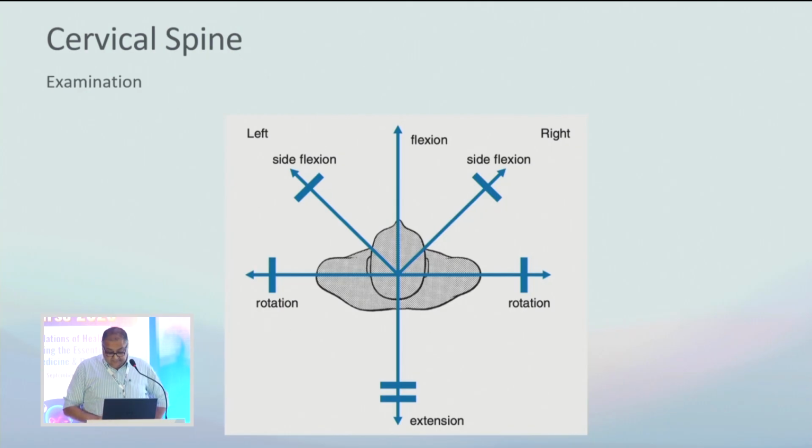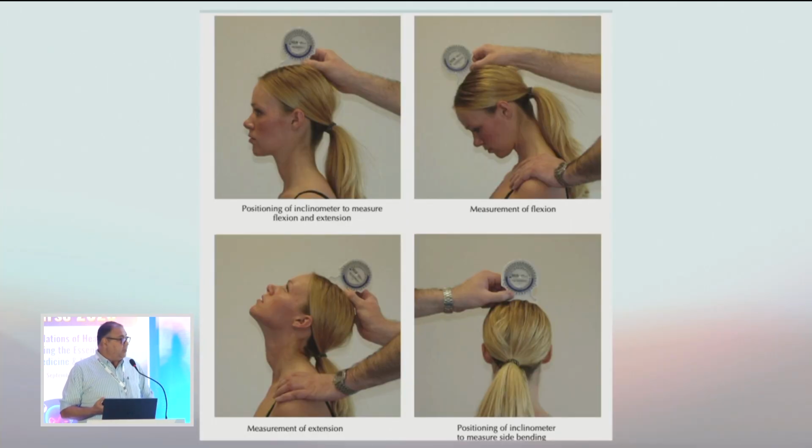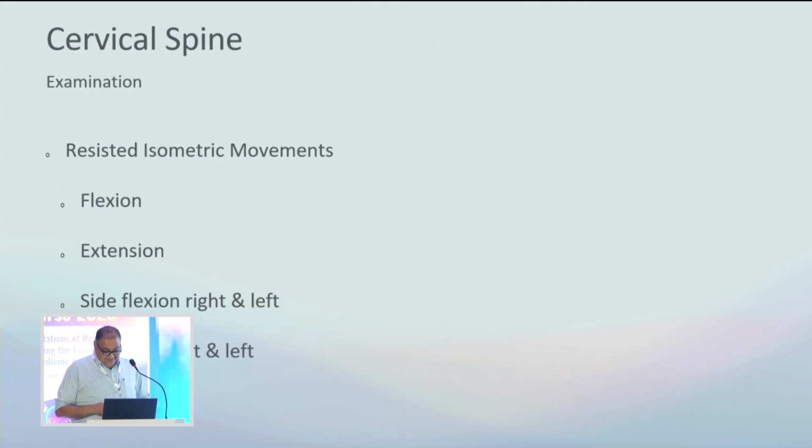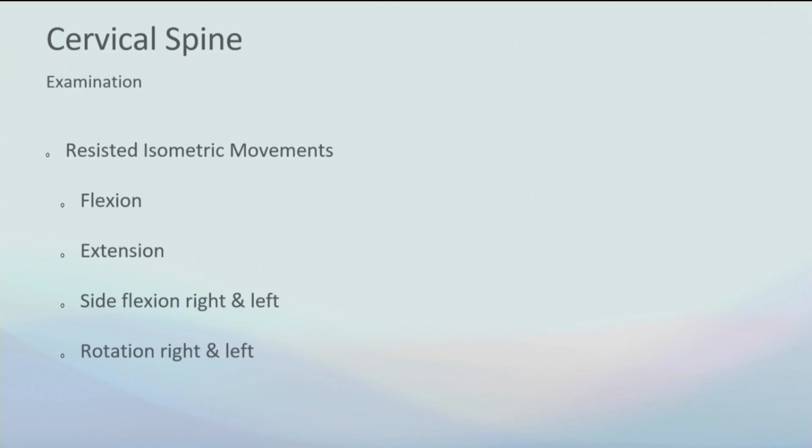trapezius anyway. Then goniometry. I have not shown you all the diagrams, but the message is you should actually examine the range of the movement. And what you see here is the inclinometer. If you are interested, you can buy it. It will cost you, I think, 10,000 rupees. So examination, we have to check the resisted isometric to check the strength of the muscles.